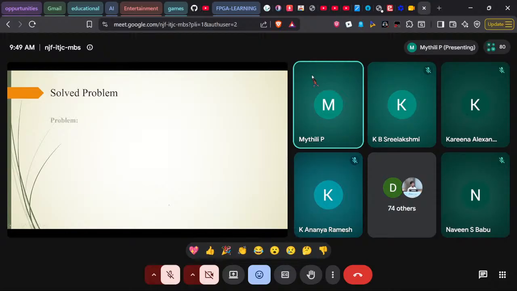Let's do one problem. Perform block convolution using overlap add method over the two sequences. h of n is equal to 2, and x of n is equal to, we are given a 6 sample signal.